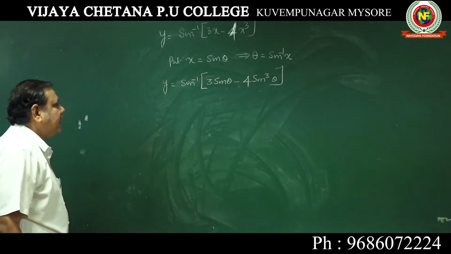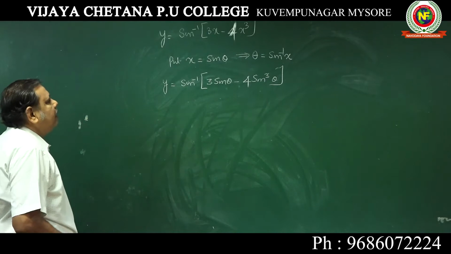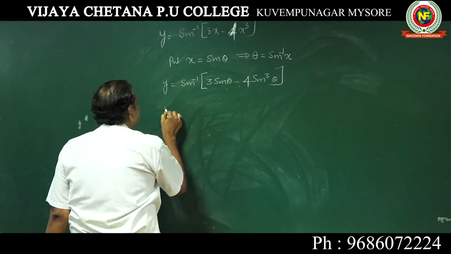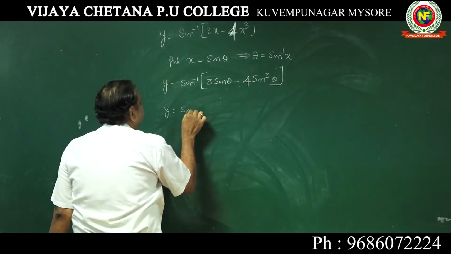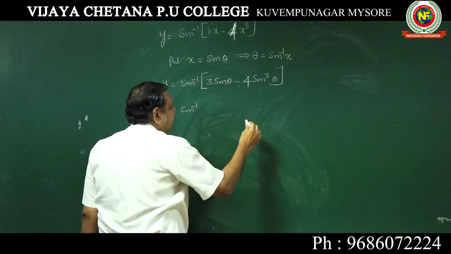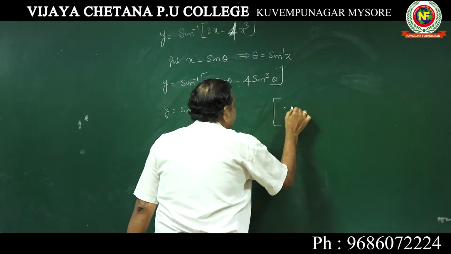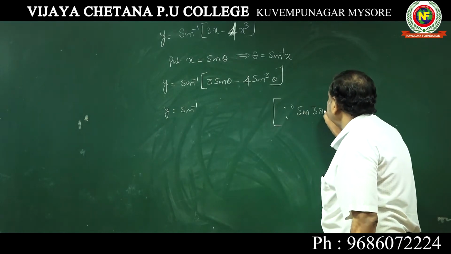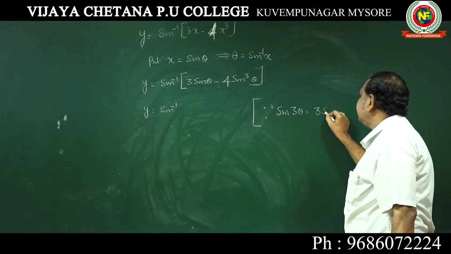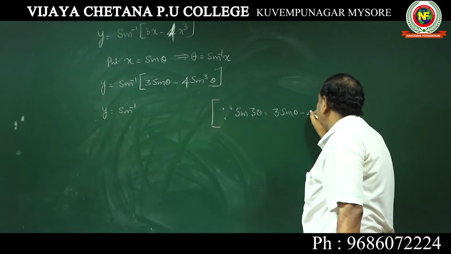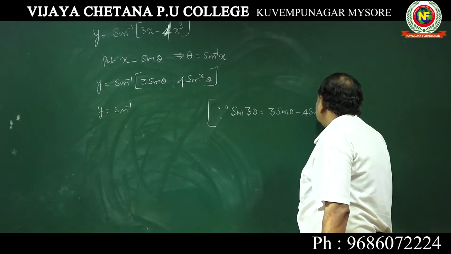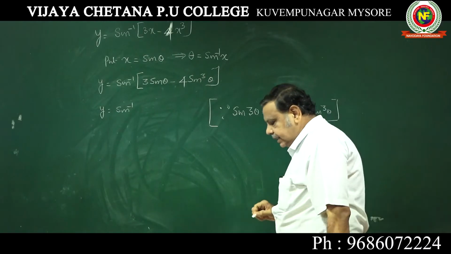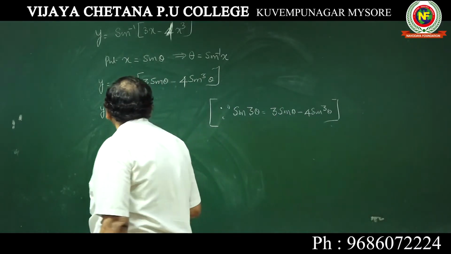Y is equal to sin inverse of 3 sin theta minus 4 sin cube theta. Here, a very important thing, note it down somewhere: sin 3 theta is 3 sin theta minus 4 sin cube theta. You should know what sin 3 theta is.